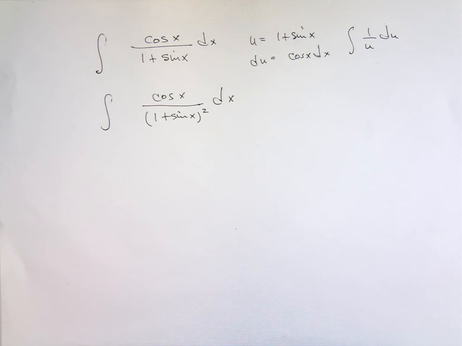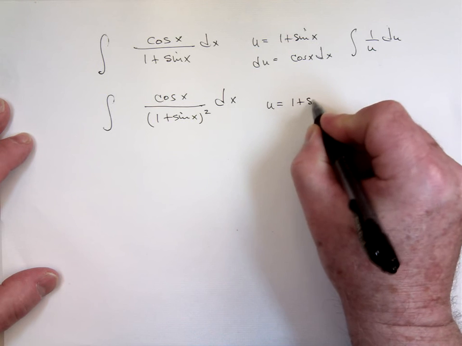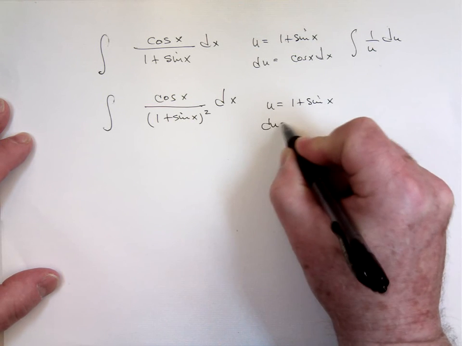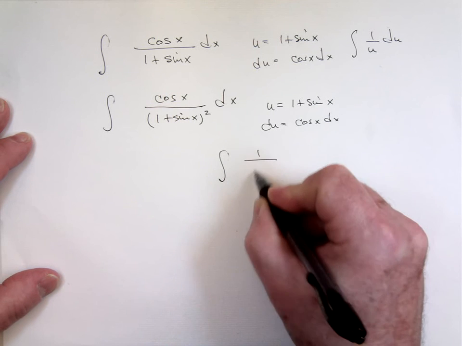What form is the second one? Yes, thank you. It's a u to the n form. u is 1 plus sine. The du is still cosine. But now the integral is 1 over u squared du, or u to the negative second du. It's a u to the n form. Okay?